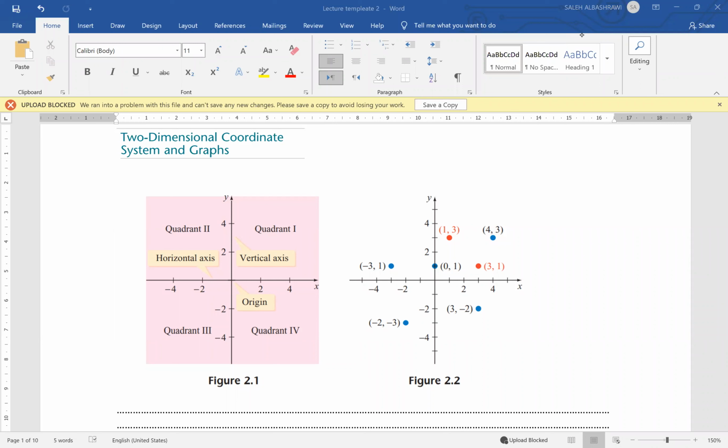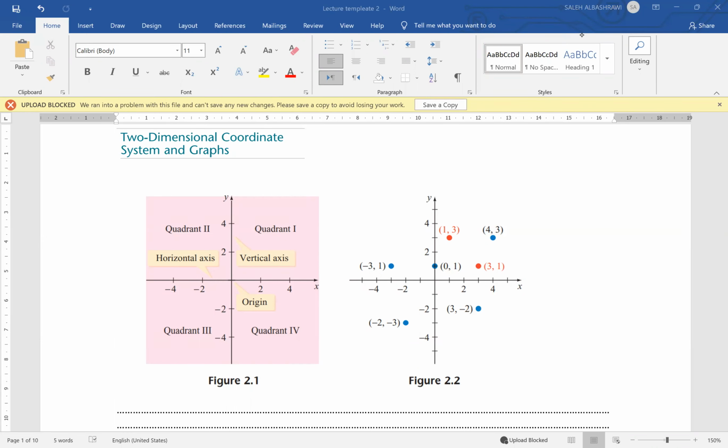Bismillahirrahmanirrahim. Today we are going to speak about the two-dimensional coordinate system and the graphs. In this topic, we are going to speak about the coordinate system in two dimensions, and then we are going to speak about the ordered pairs, distance between 2 points, and midpoints coordinate, plus the graph of some given equations or functions.